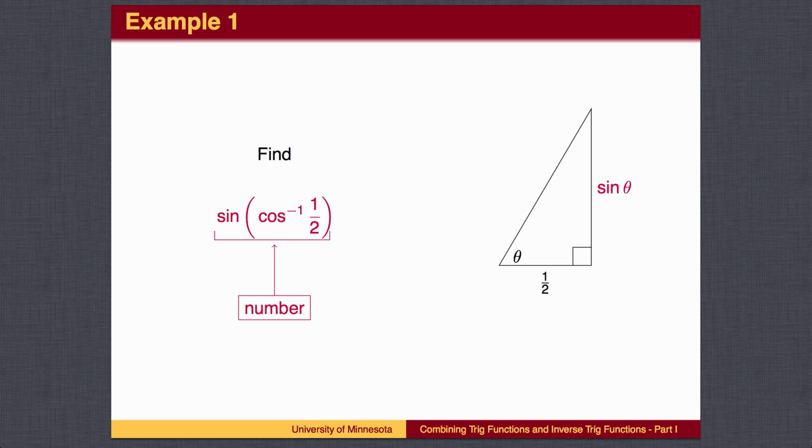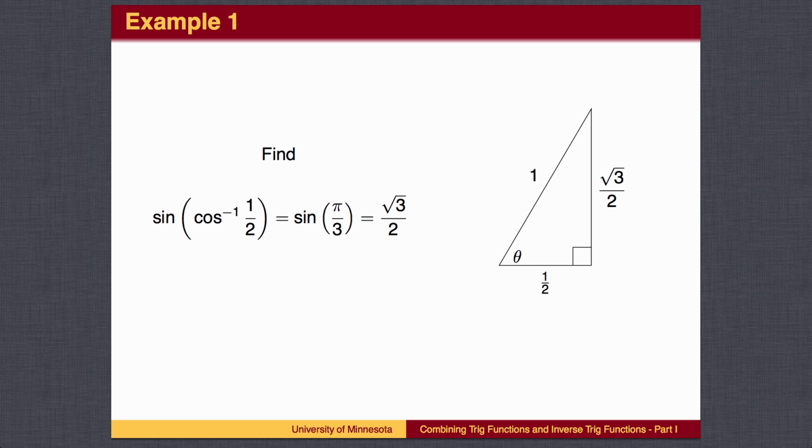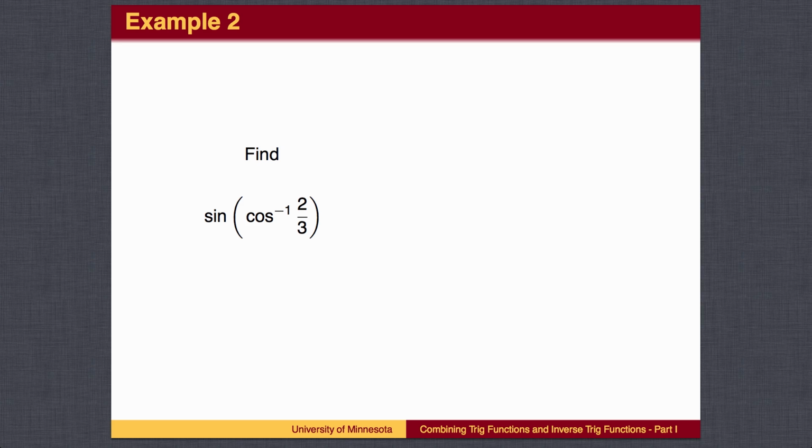We can solve this problem directly. Using the unit circle, we know that pi over 3 is the angle whose cosine is 1/2, and that the sine of pi over 3 is the square root of 3 over 2. Here is a similar problem.